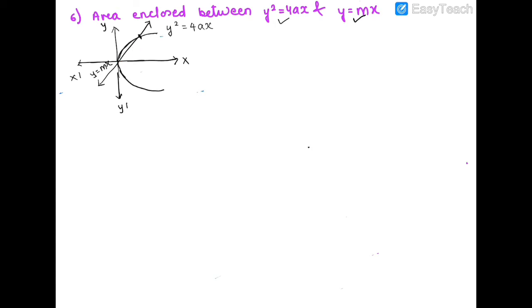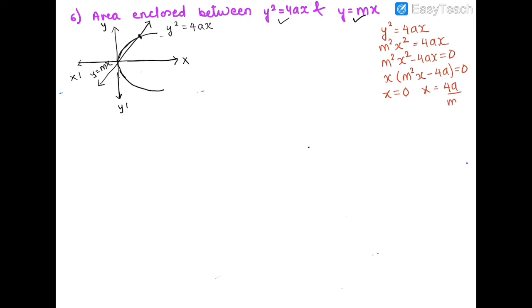So I solve the two. Where does it cut? I have y square is equal to 4ax, and I know y is equal to mx. So this becomes m square x square is equal to 4ax, and therefore m square x square minus 4ax is equal to 0, and I take x common outside. x(m square x minus 4a) is equal to 0 gives me x as 0, or x is equal to 4a by m square, like this. So now I have to see where does this line meet the curve.